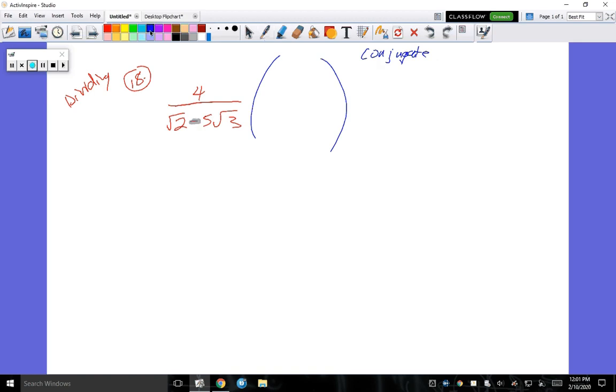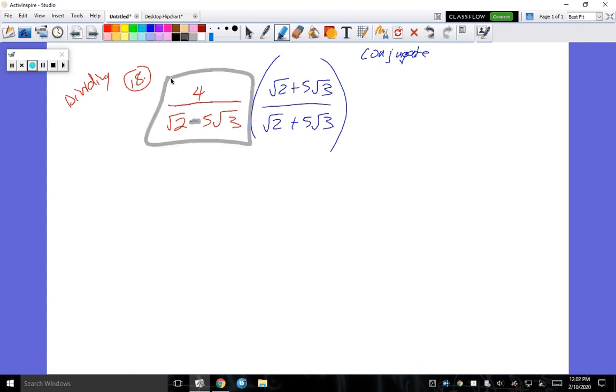So here we go. This is the form of 1. Root 2 plus 5 root 3 and then root 2 plus 5 root 3. Again, this is legal because it's an expression that I'm multiplying by a form of 1. Okay? And I'm identifying this subtraction symbol so that I know exactly what I need to make both of these. You with me? Can someone tell me why it's plus and not minus?